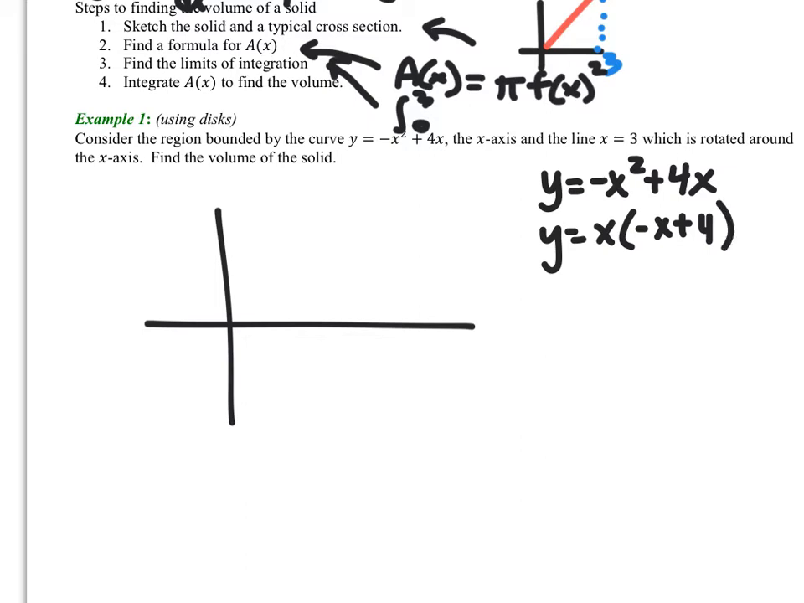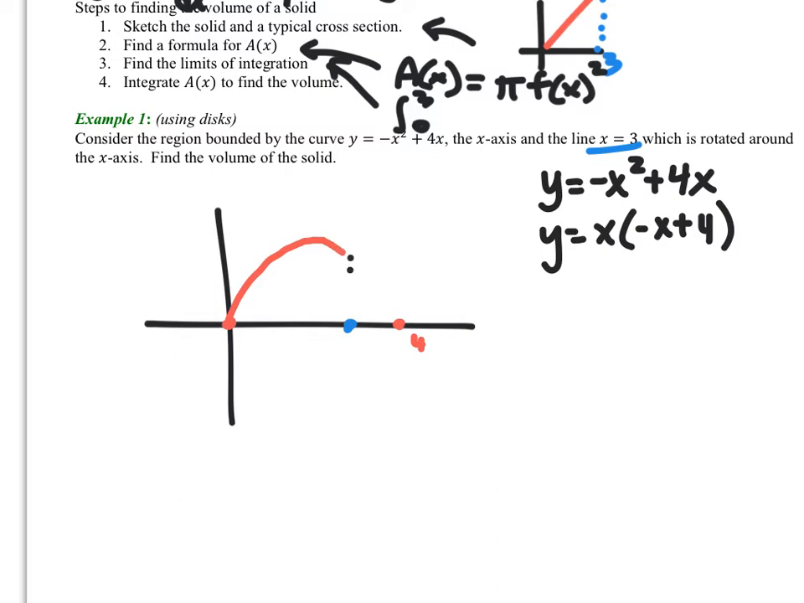So it looks like the graph of this would go through the origin, but we don't want to go out to 4. It looks like our limits of integration would be out to x equals 3, and we're told that there. So the sketch of this graph would look something like that.